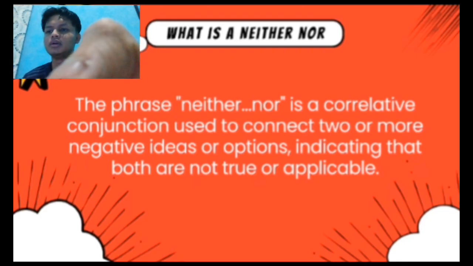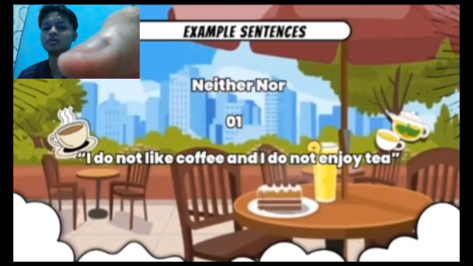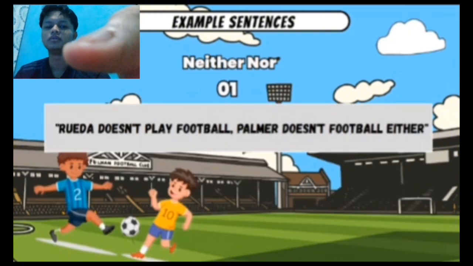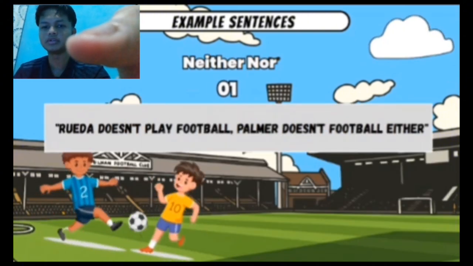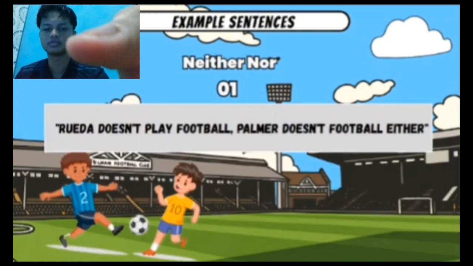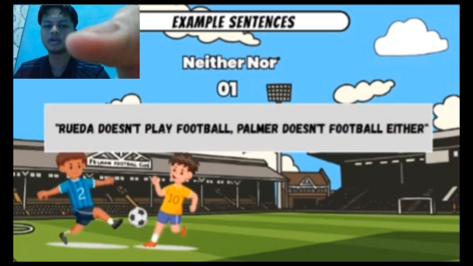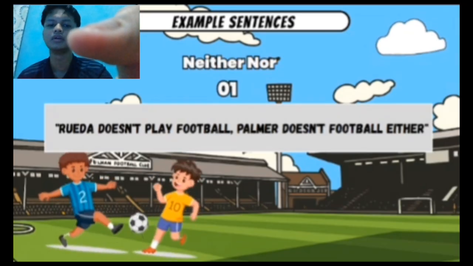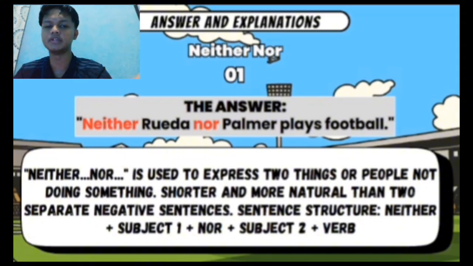Let me switch to my first sentence. The wrong sentence is, Rueda does not play football, Palmer does not play football either. And the correct sentence is, neither Rueda nor Palmer plays football, because the sentence consists of two parts: Rueda does not play football and Palmer does not play football either.